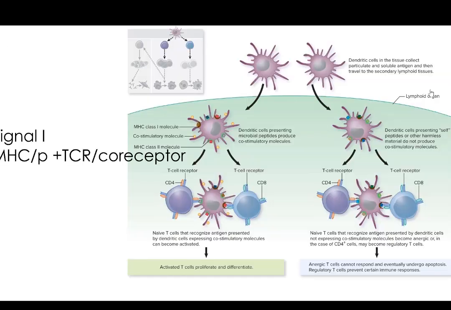B7 is not on an immature antigen-presenting cell. It is not on a Langerhans cell in your skin. It is not on a macrophage that's just eating normal cell proteins. It's not on a B cell. B7 is not present until activation has occurred for the antigen-presenting cell.